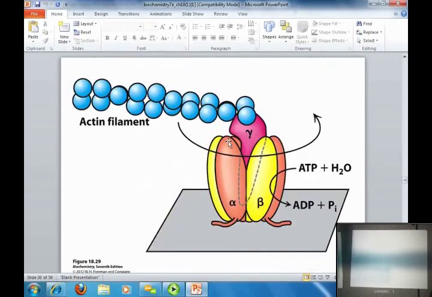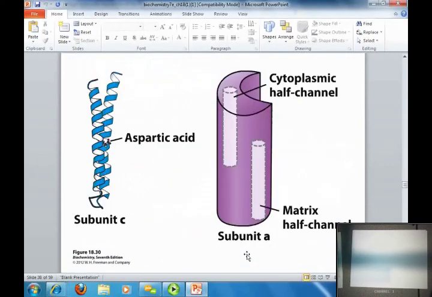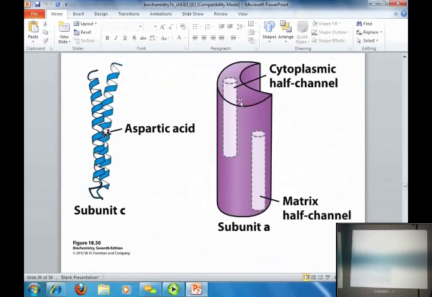Now, how does this actin filament work? This is our muscular movement, while the ATP molecule is hydrolyzed to ADP and Pi in the muscular movement. An example: aspartic acid subunit. How does this cytoplasmic half channel work? How is this channel working?